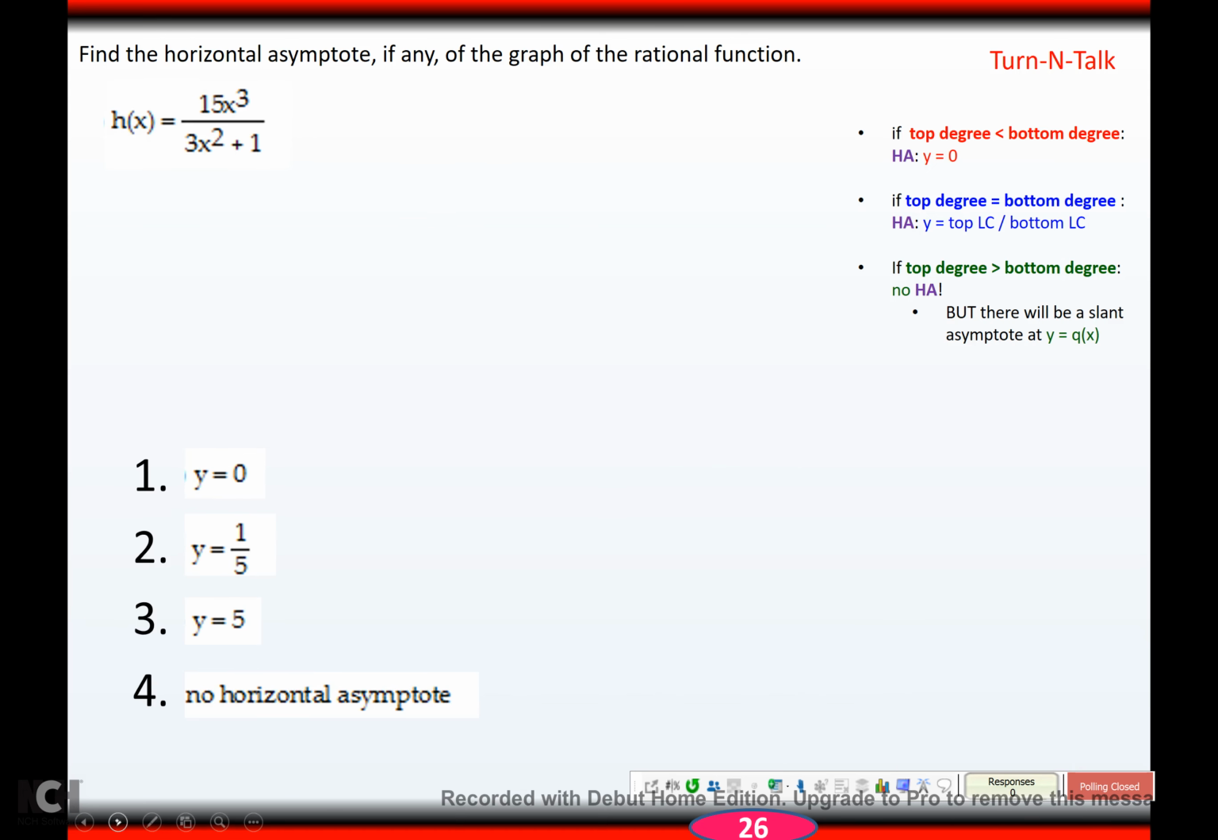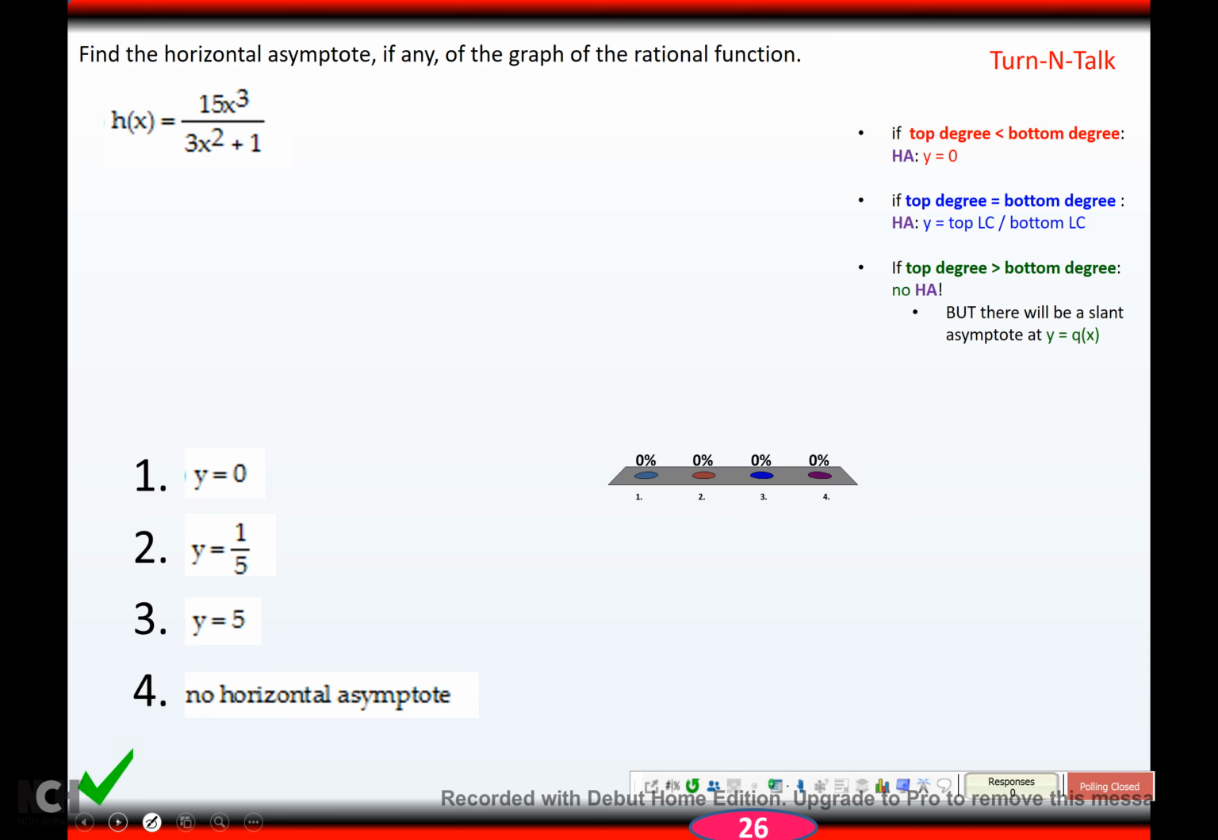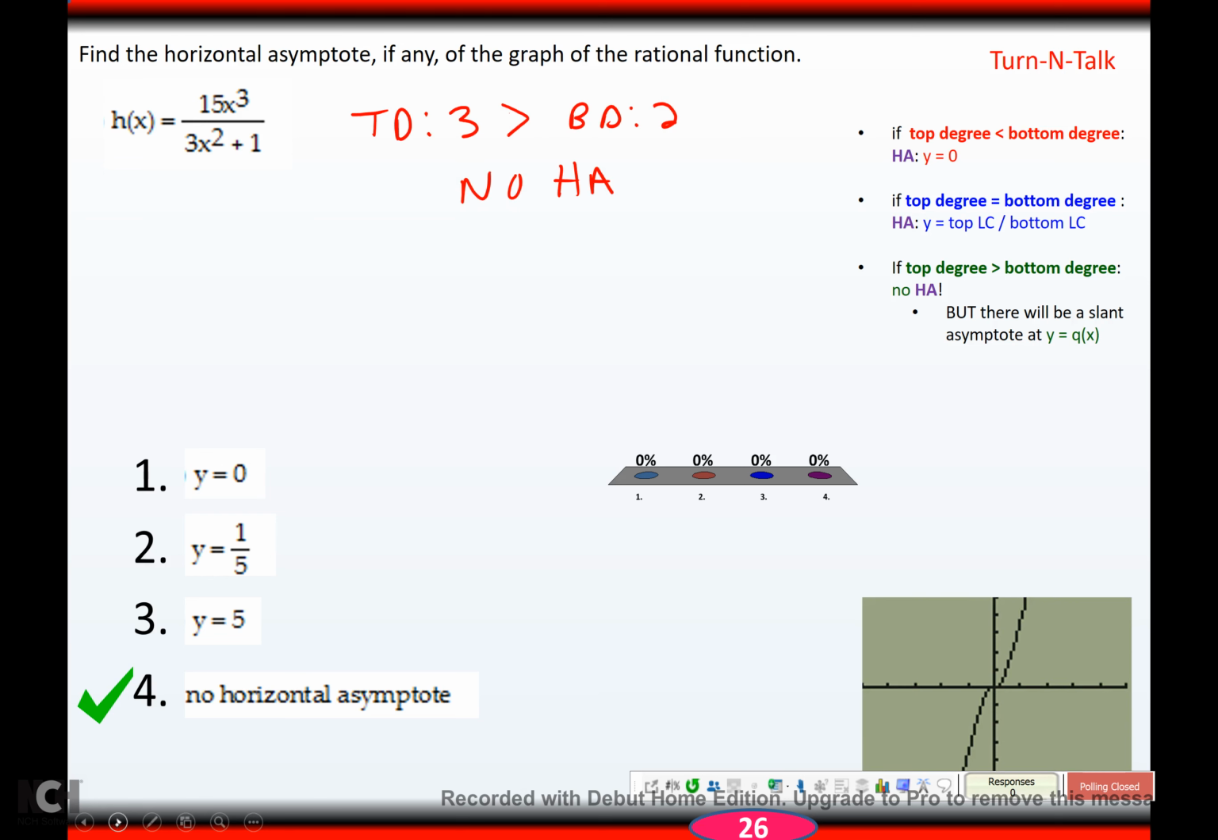Alright, try this one, hit pause, come back when you're ready. And hopefully you got no horizontal asymptote, because my top degree is 3, my bottom degree is 2. Top degree bigger than bottom degree means no horizontal asymptote. Alright, and if you look at the graph, there's actually going to be a slant asymptote, okay, that it's following, and that's a line, but we'll get into those later.